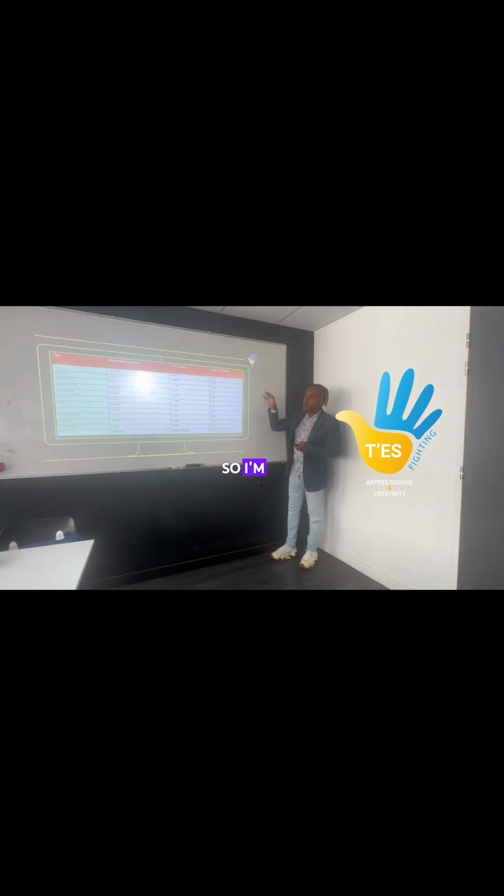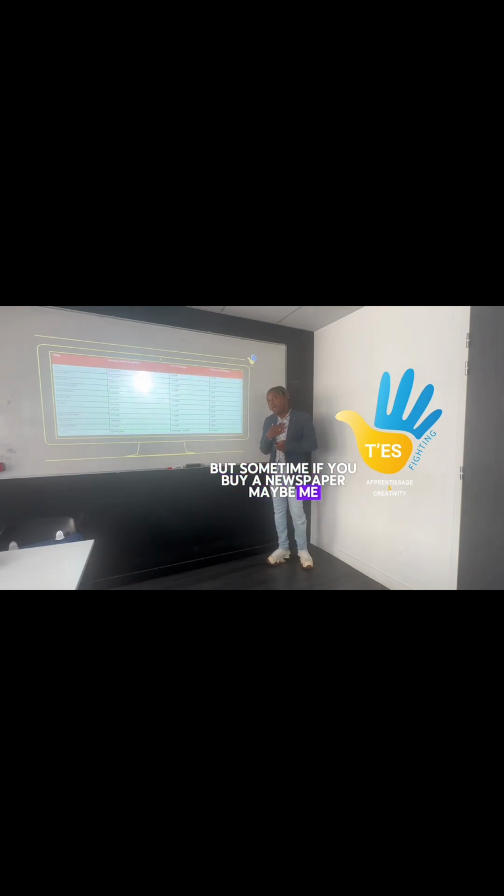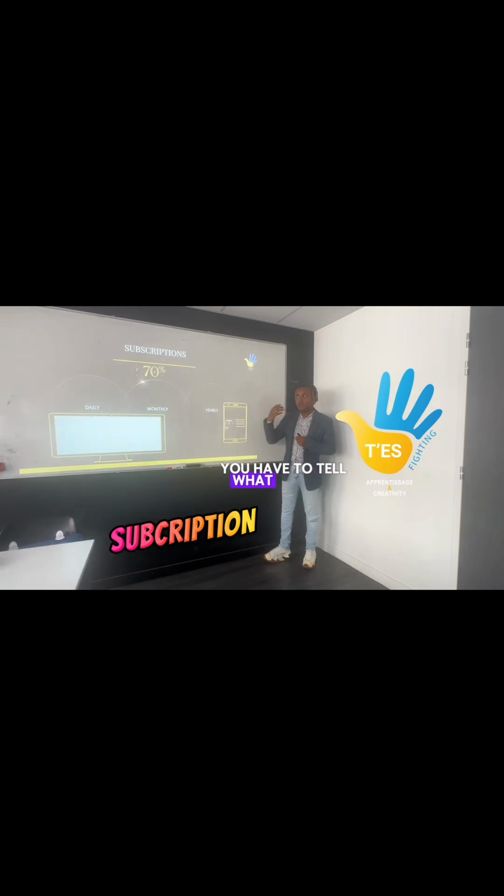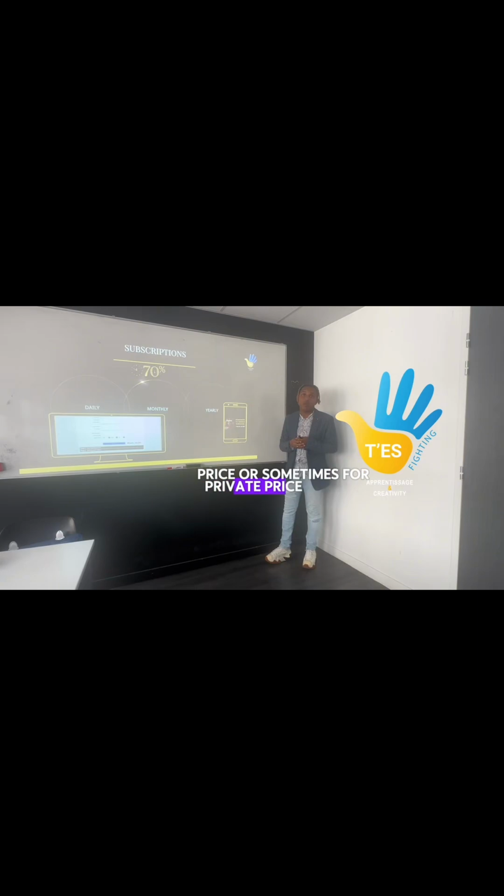I'm not going to talk about this one, but sometimes if you buy a newspaper, maybe me, maybe someone else is going to read it. So most of the time, people at the company of the famous newspaper analyze how many people can share one newspaper, maybe 2 or 3 people. That's the way it is. So about subscription, basically you have to tell what it will cost daily, monthly or yearly. Don't forget that you also have the business price, the student price, or sometimes a private price.